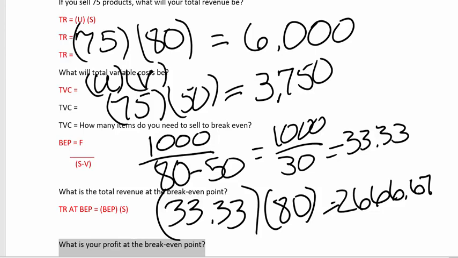So what is your profit at the break-even point? Don't get caught up by this. That's not really a trick question. The profit at a break-even point is zero. There is none. You're not making money, you're not losing money.